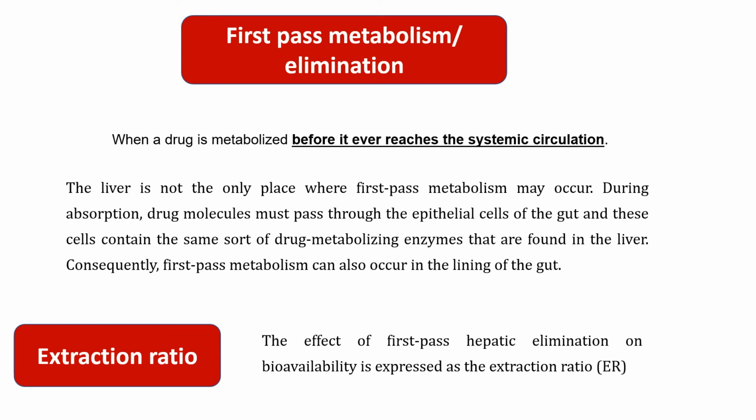We have discussed in our earlier sessions that the liver takes a primary role in the metabolism of drugs. This is referred to as first pass metabolism, generally seen when a drug is given orally. But remember that the liver is not the only place where first pass metabolism may occur. During absorption, drug molecules must pass through the epithelial cells of the gut, and these cells contain the same sort of drug metabolism enzymes that are found in the liver. Consequently, first pass metabolism can also occur in the lining of the gut, though it is very minimal, but you have to remember that.